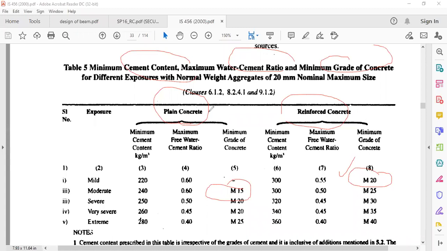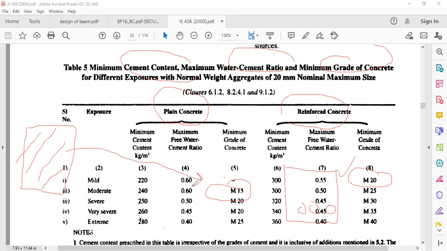If there is plain concrete, you are not going to use the reinforcement. So what is meant by plain concrete? Plain concrete is something where there is only concrete. But when you look at reinforced concrete, you will be able to see that there is a reinforcement in the tensile zone. So that is called reinforced concrete. So you have to use M20. Otherwise, you can use M15 as well.